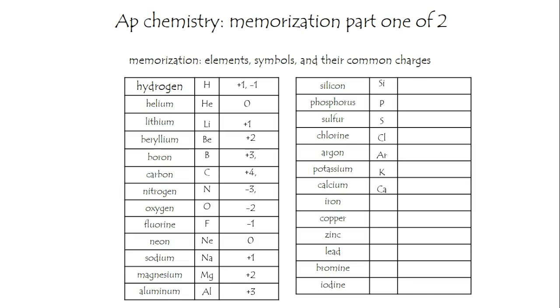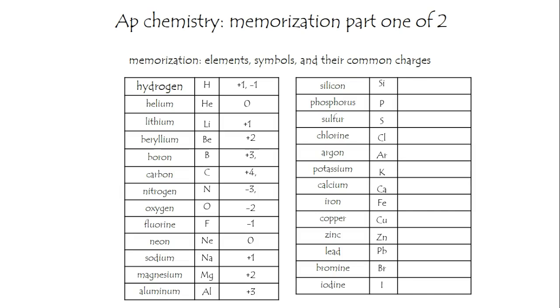Calcium, Ca. The ferrous metal known as iron is Fe. Copper, no, that's cobalt. It's actually Cu, not Co. Zinc, Zn. Lead is a plumbous metal, so Pb. Bromine, that gross brownish liquid, Br. Iodine, such a beautiful looking gray crystalline solid, I.